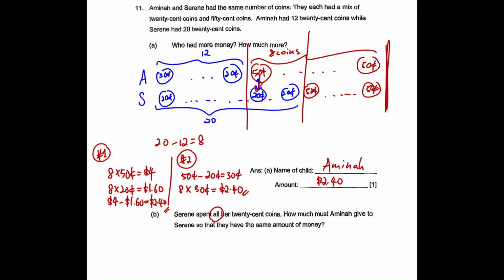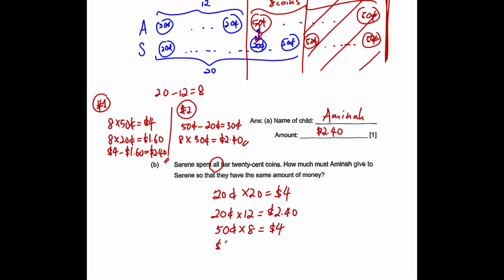Serene spent all her 20-cent coins. How much must Amina give to Serene so that they have the same amount of money? So the 50-cent coins remain the same, so we don't need to care about this. Serene spent all her 20-cent coins. Okay, so that would be 20 cents multiplied by 20. That would be $4. Okay, and let's find the total amount that Amina has. 20 cents multiplied by 12. That's $2.40. But let's not forget, she has 50 cents as well. So 50 cents times 8, which we've done just now, is $4. So $4 plus $2.40 would be $6.40.